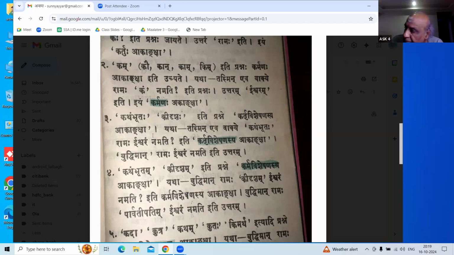Likewise, we can add attributes to the object, and that attribute is also called an adjective. When we add qualities to the verb, it's called an adverb. So we can add adjectives to both subject and object as well as verb. When it is added to the verb, it's called an adverb, and when it is added to the subject, it's called an adjective.